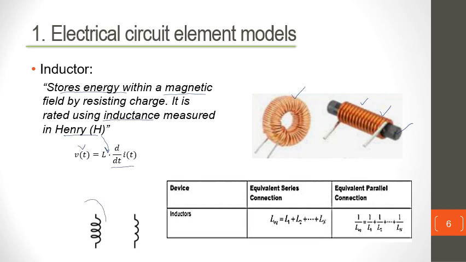The inductor would simply be symbolized by a symbol like a coil, or sometimes like a line with bumps. Now the inductor, like a resistor, if the inductors are connected in series, the equivalent inductance will simply be the sum of the inductances. If on the other hand the inductors are connected in parallel, then the inverse of the equivalent inductance would simply be the sum of the inverses of the individual inductances, much like the resistor.